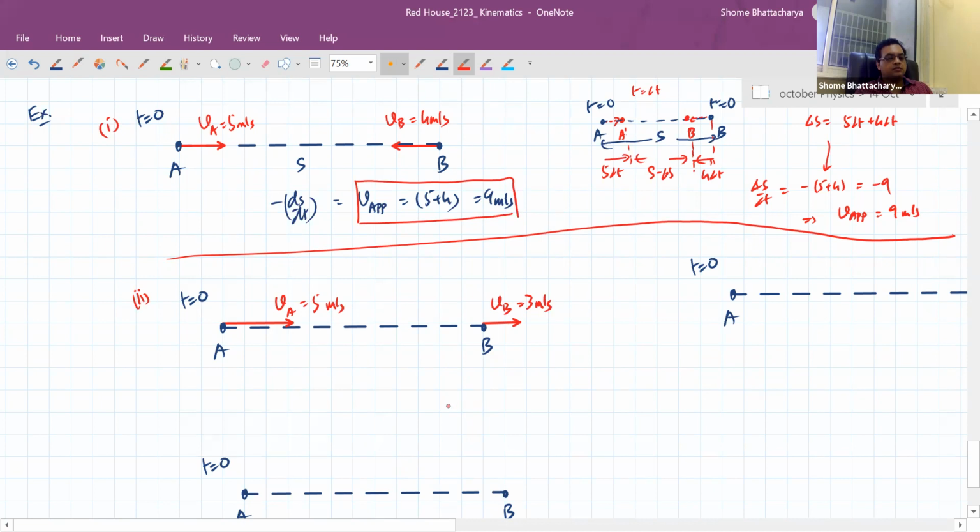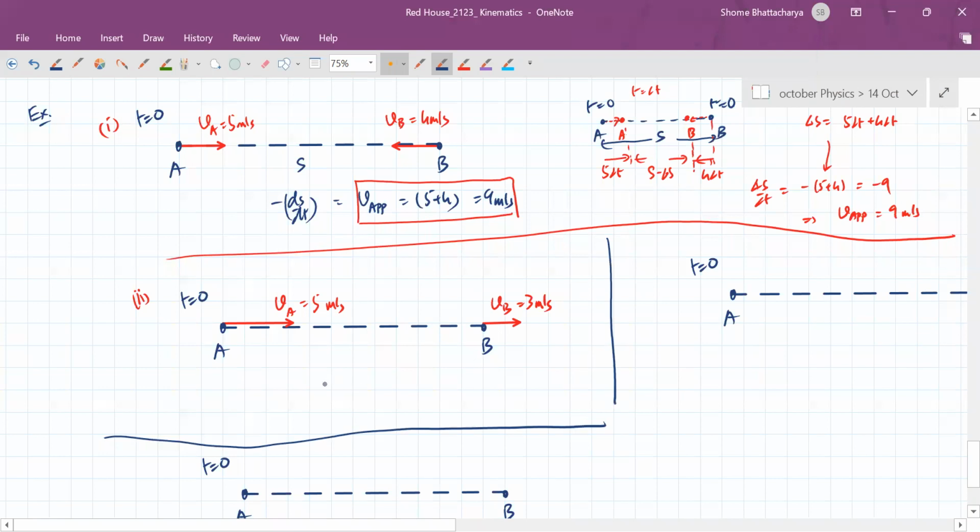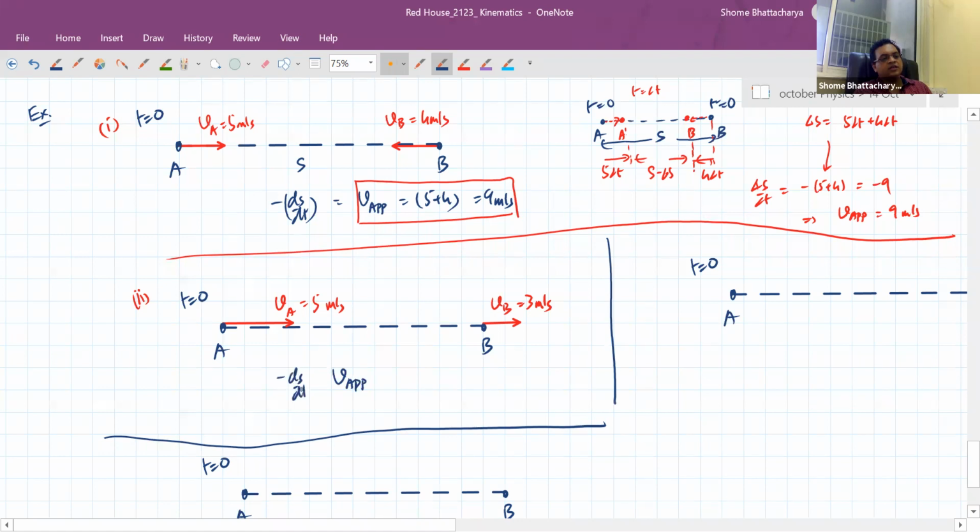Yes, anyone? Yes, A is approaching B, and what is the approach velocity in this case now? 2 meters per second. Yes, very good. The approach velocity here, because the distance between them you can see is decreasing, but it's decreasing in such a way that A's velocity is trying to make it decrease, but B's velocity is trying to make it increase. So the net approach velocity is 2 meters per second.